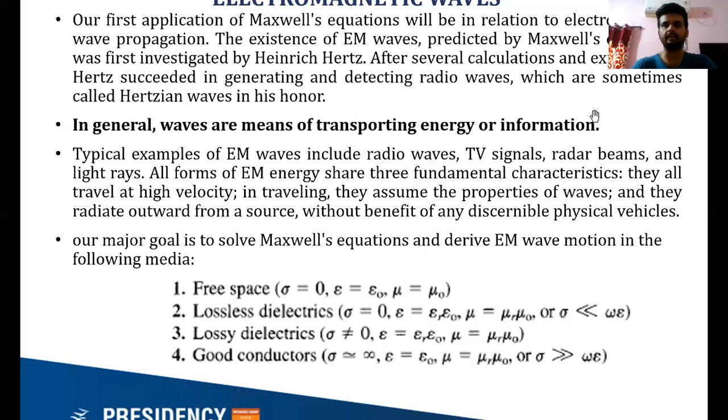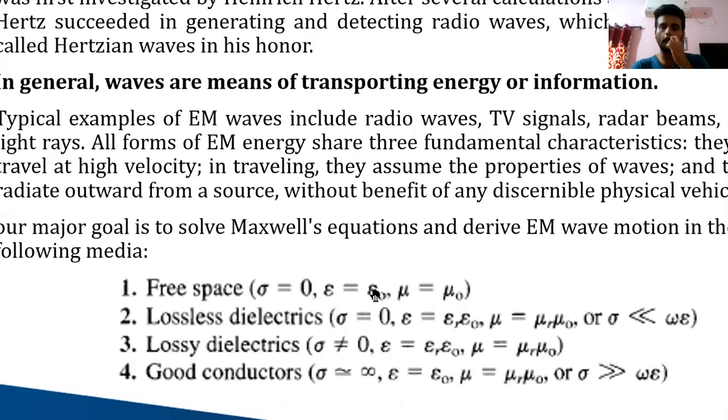Now we'll discuss four types of media here: free space, lossless dielectrics, lossy dielectrics, and good conductors. Free space means epsilon equals epsilon naught, mu equals mu naught, sigma equals 0. That means in free space there is no conduction of current. Conduction current is 0, so conduction current density is also 0. In case of lossless dielectrics, conductivity is 0, but epsilon equals epsilon naught epsilon r, mu equals mu naught mu r.